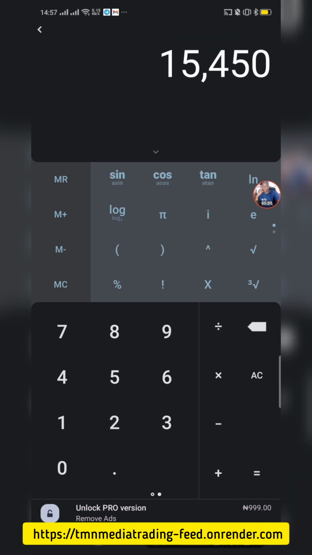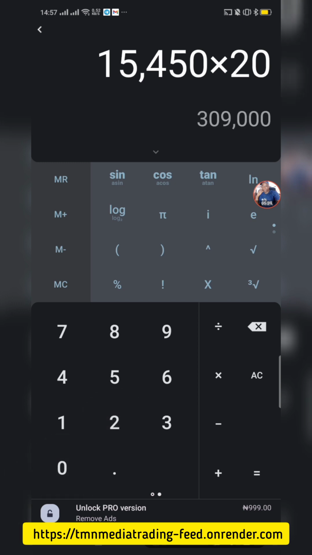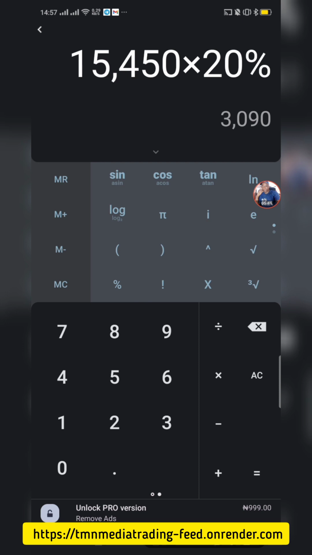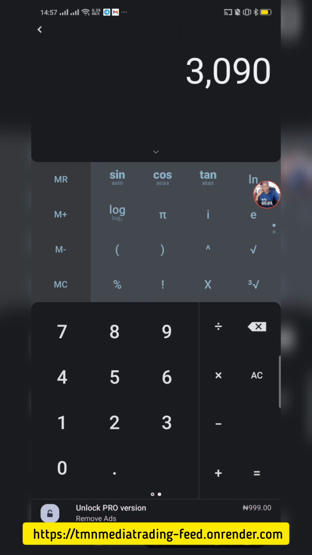I'm trading with this, and let's say we are making 20%. 20% of this means every day I'm making 3,000 naira. I'm breaking it down for you in naira so you understand the importance. It may look so small that you are not even feeling like committing to it because you don't understand the process.